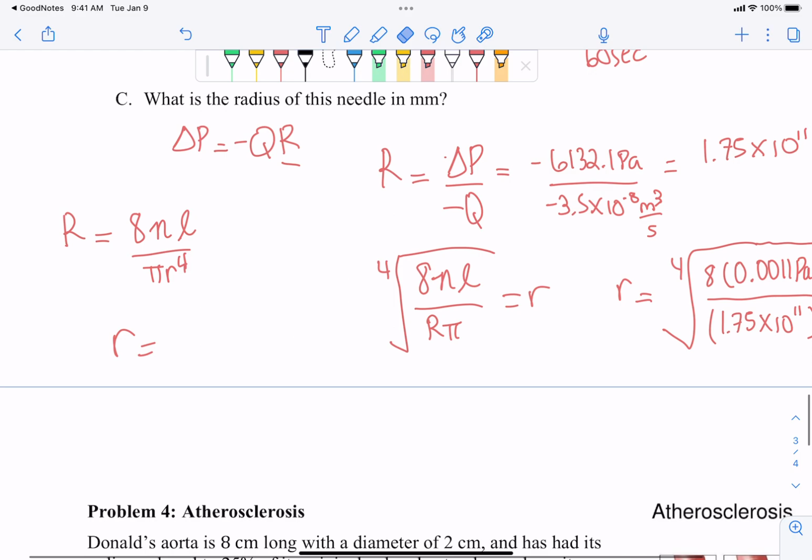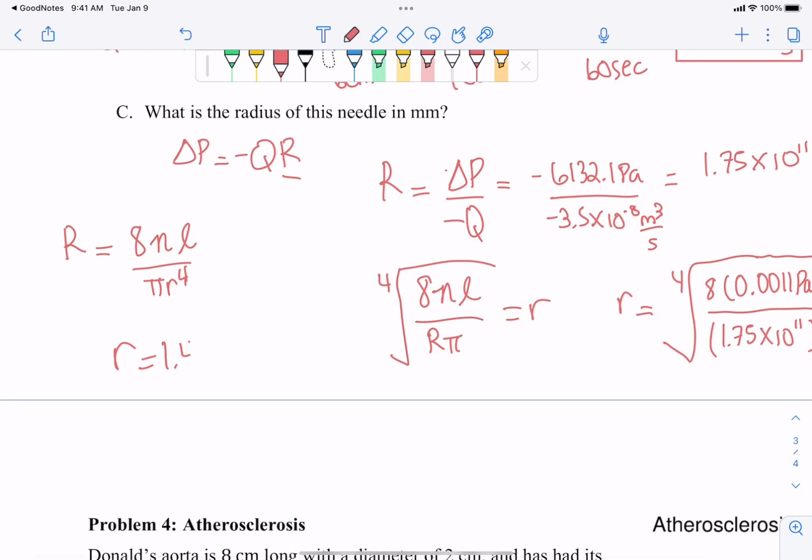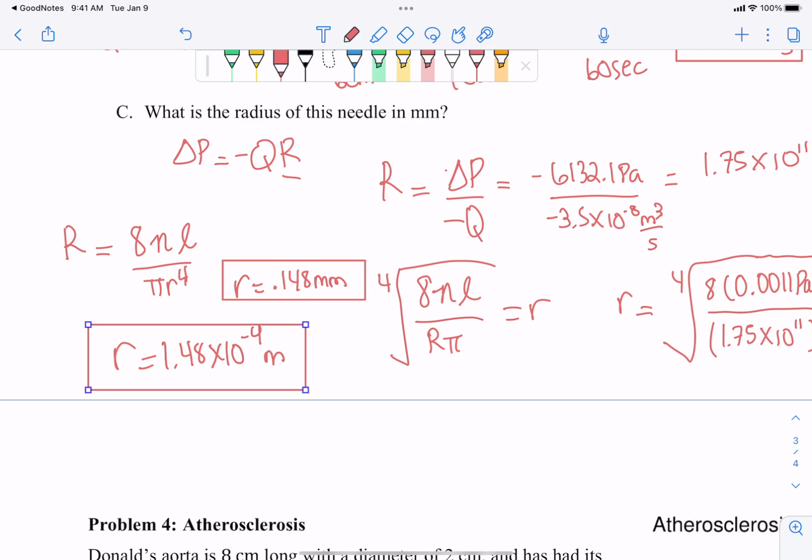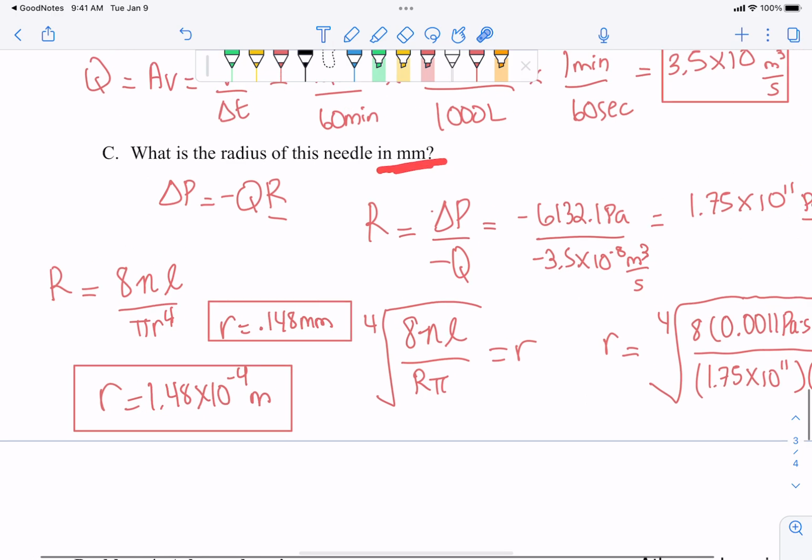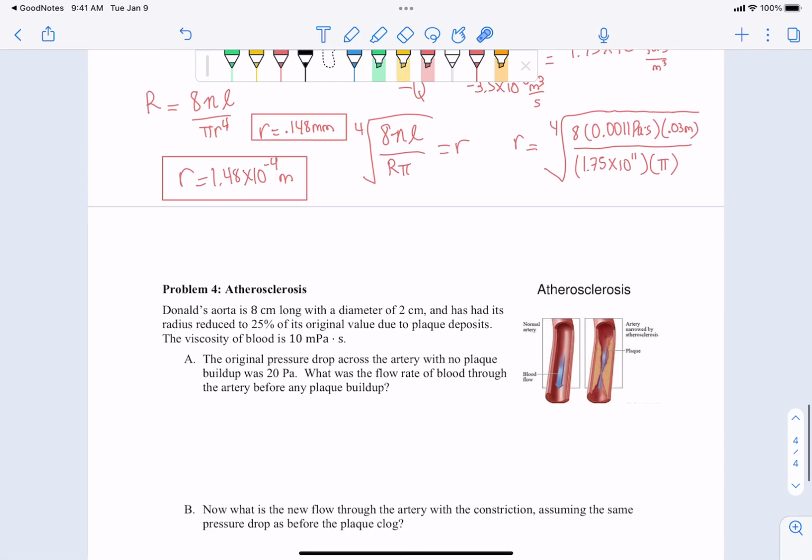So that should give us, I think, 1.48 times 10 to the negative 4 meters. And then that's 0.148 millimeters. So you end up with SI units, but they want it to be in millimeters, so you'd have to convert that as well. Any questions about part C?